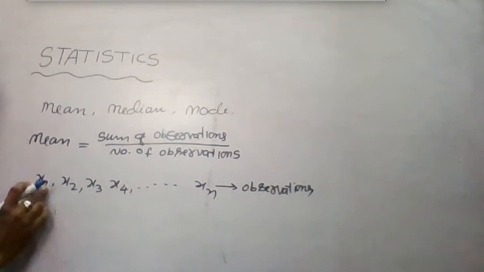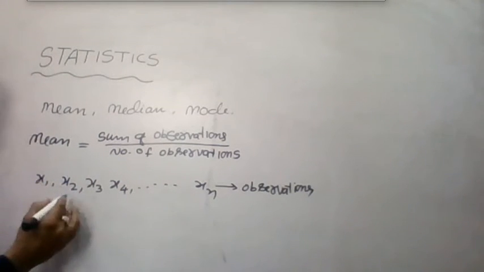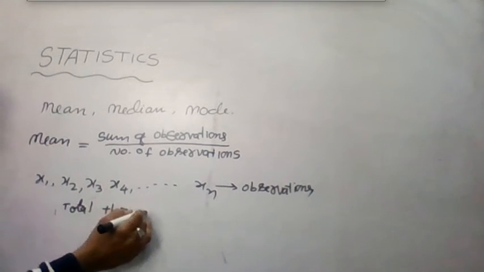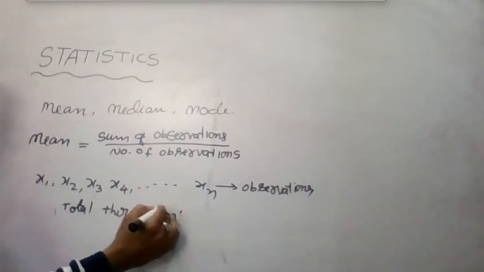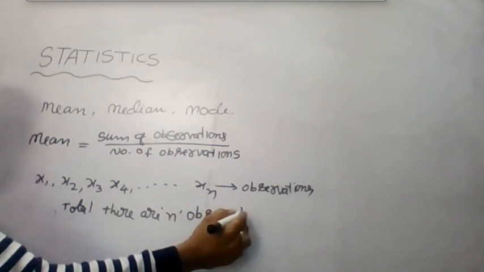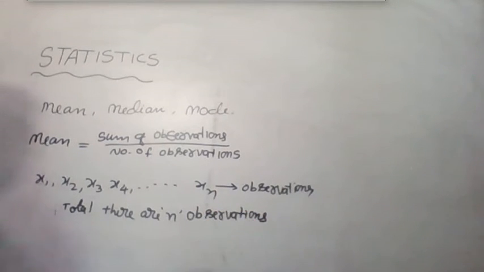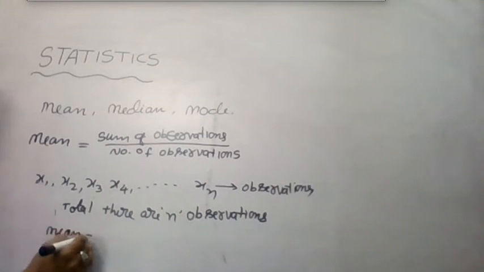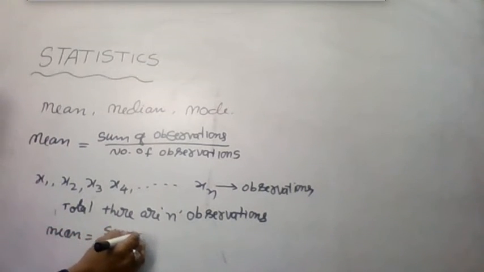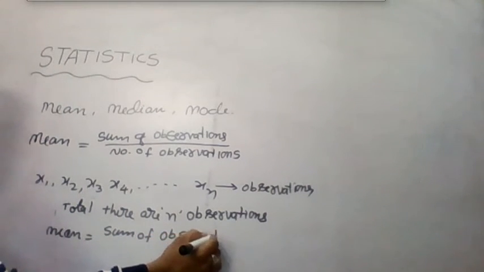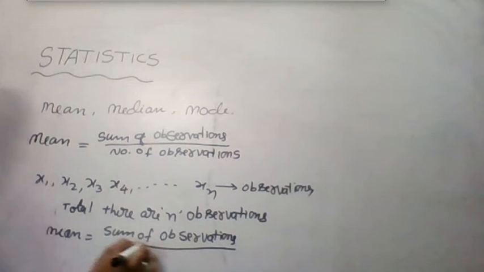Okay. Now, how many observations are there? 1, 2, 3, 4 till up to n. Therefore, total there are n observations. So hence we can write mean is equal to sum of observations by number of observations.